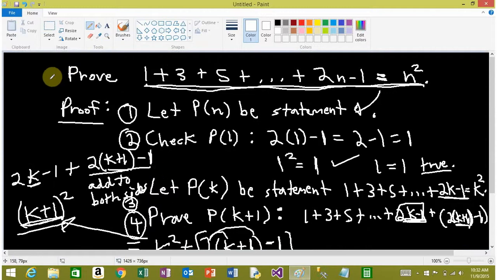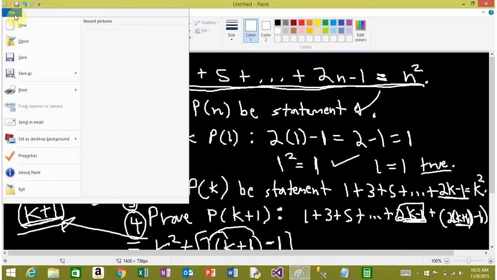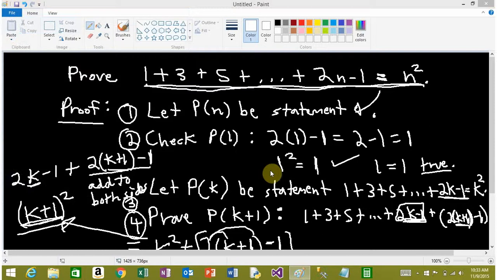Okay, so now what we're going to do is we'll do one more example, and we're actually going to do an inequality this time, not an equation. And so it's a little different, but it is the same idea.